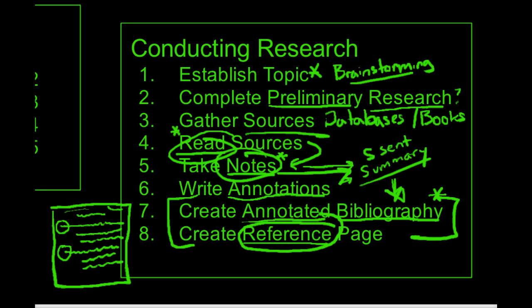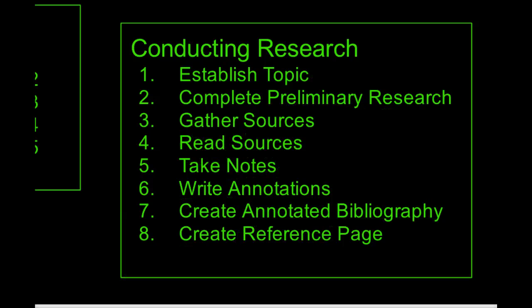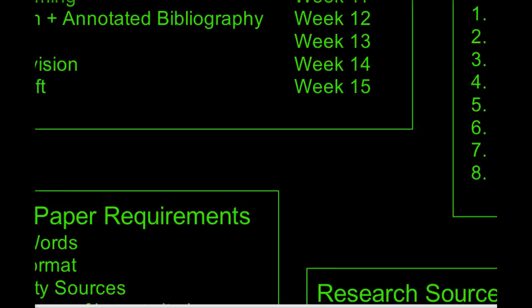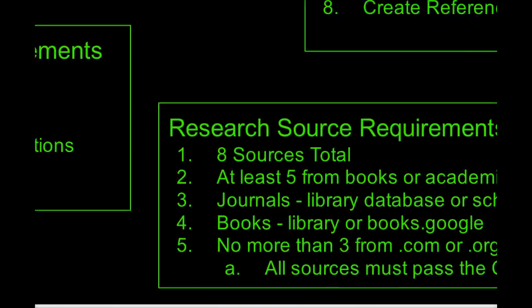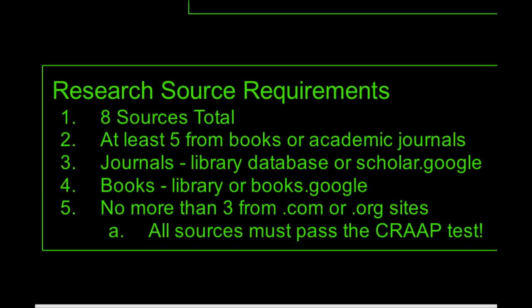I'm going to clear the screen off, and I want to navigate down here and take a look at your research source requirements. So for your research source requirements, you're going to have to gather a minimum of 8 sources total, which you found out about last week, but 8 sources total for your paper. Now, at least 5 of these sources must come from books or academic journals.